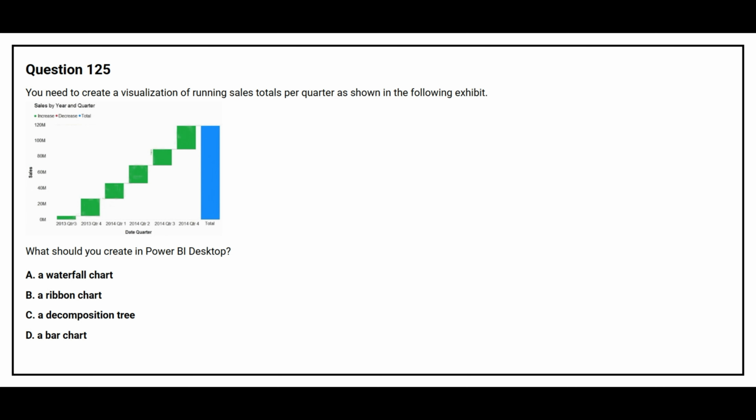Question number 125. You need to create a visualization of running sales totals per quarter as shown in the following exhibit. What should you create in Power BI Desktop? Option A, a waterfall chart. Option B, a ribbon chart. Option C, a decomposition tree. Option D, a bar chart. Correct answer is option A, a waterfall chart.